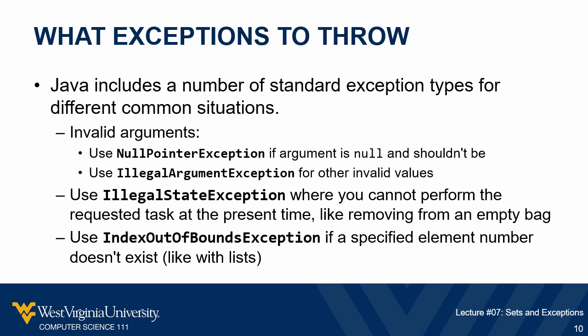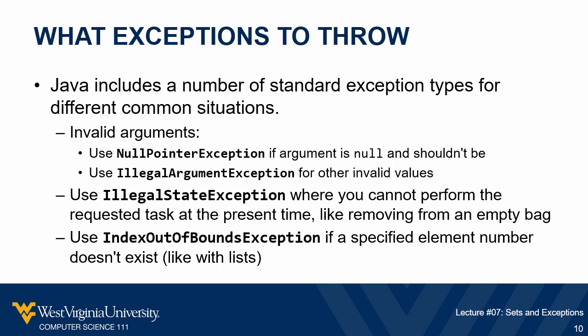Illegal argument exception is used for any other sort of invalid value when we call a method. So if I passed a null, I would throw a null pointer exception. If I, say, passed a negative number when the argument was supposed to be a positive number, I would want to throw an illegal argument exception.